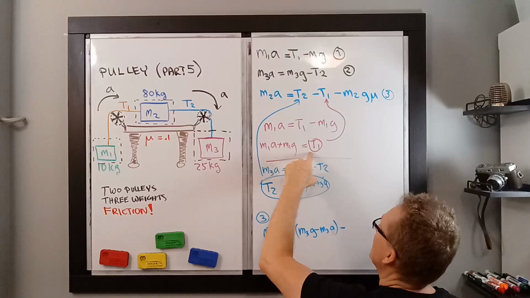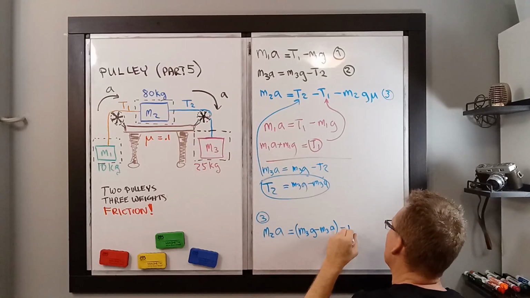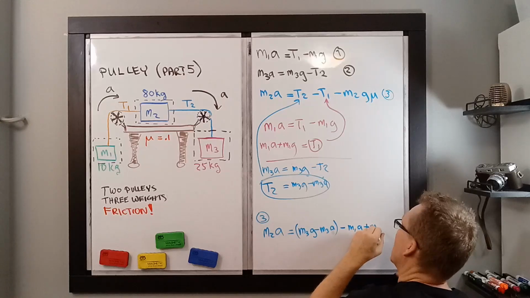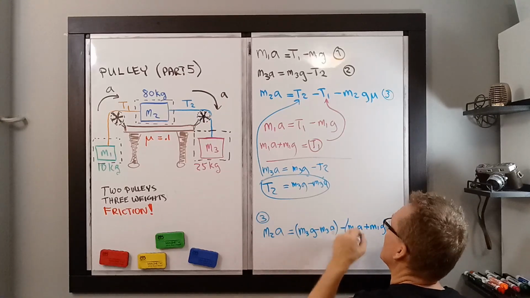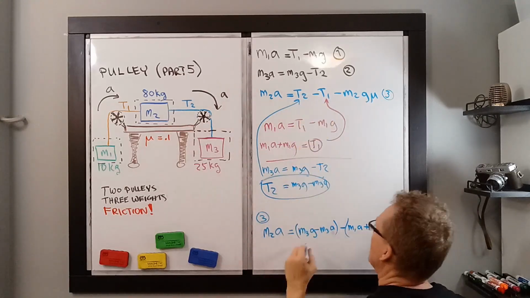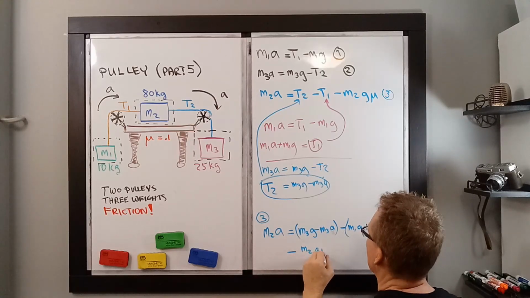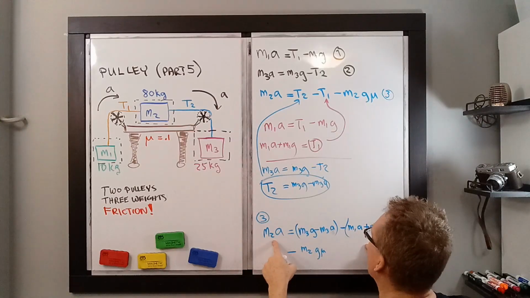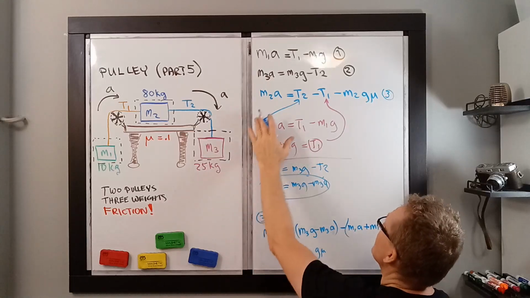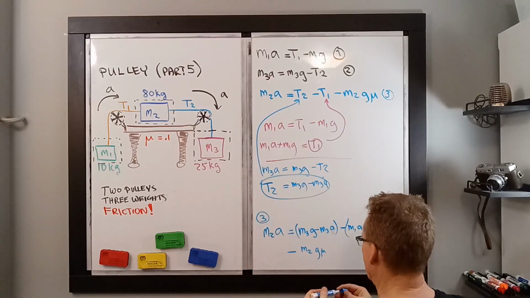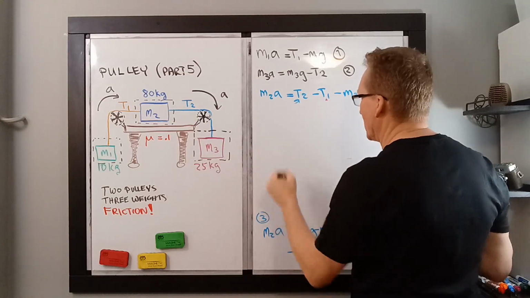Minus T1, which we did right here, m1a plus m1g, that's this term here, and then we go minus m2g mu, this last term here. So here I have all of these terms. I'm going to erase the stuff in the middle and try to rewrite this here, and then we'll collect some terms. All right, I'm going to have you follow me along here.